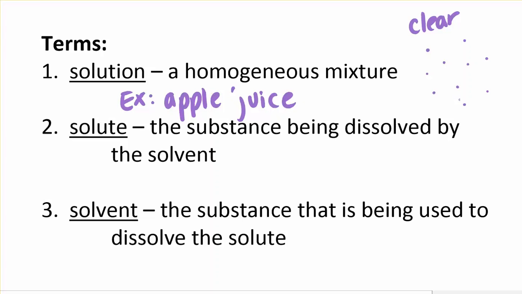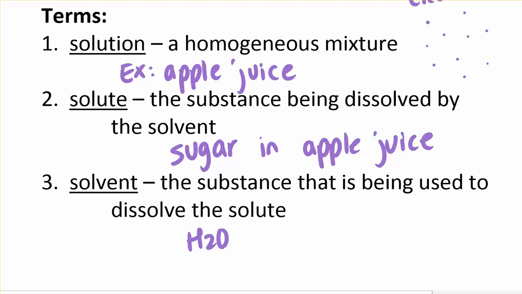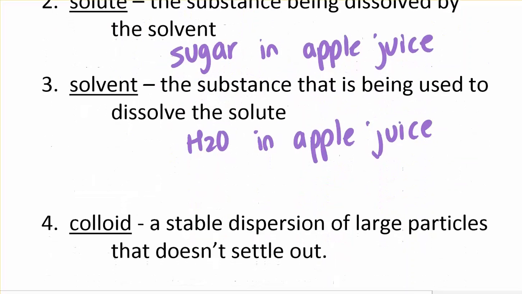The solutes are the particles that are dispersed within the larger, more abundant component. So in apple juice, for example, sugar is one of the solutes. The solvent in apple juice is water. Water is a very common solvent, but it's not the only one, for sure. It is very common in chemistry, though, and in biology it's very common.